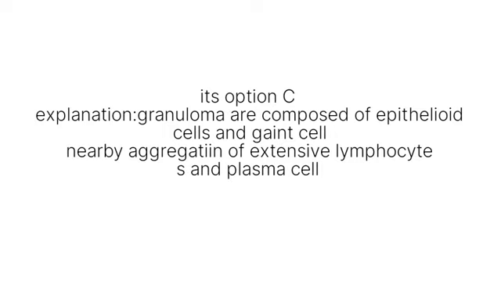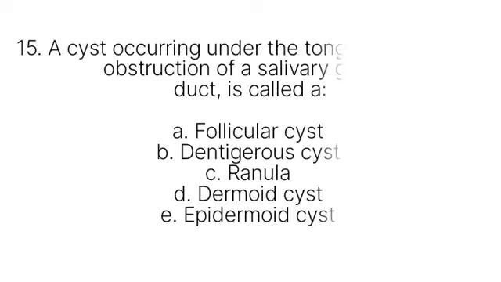15. A cyst occurring under the tongue, caused by obstruction of a salivary gland duct, is called A. follicular cyst, B. dentigerous cyst, C. ranula, D. dermoid cyst, E. epidermoid cyst. It's C option.